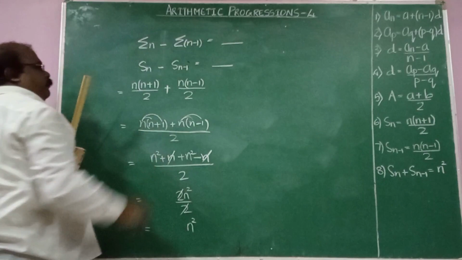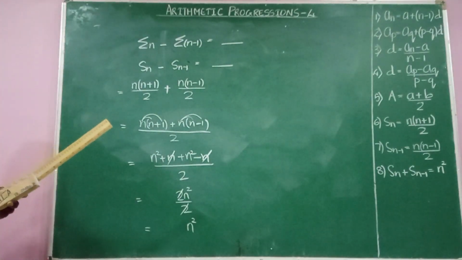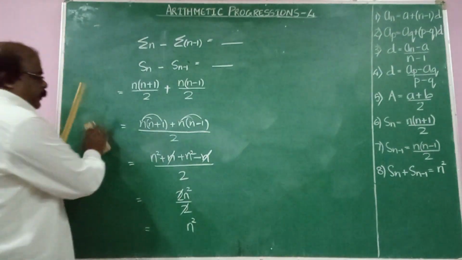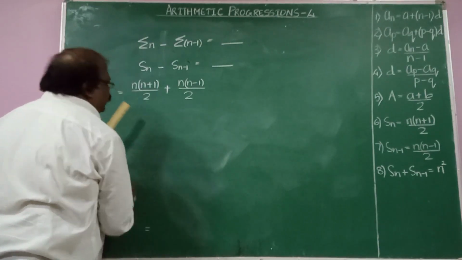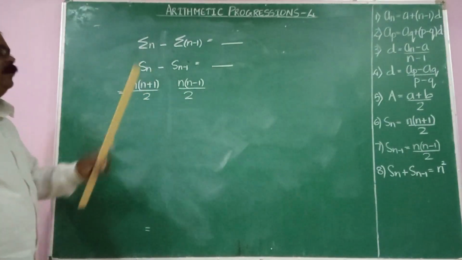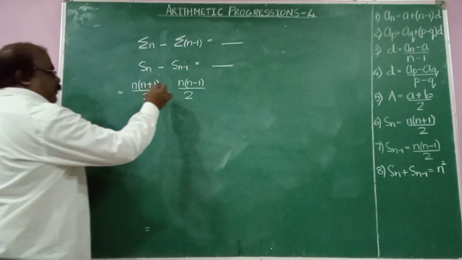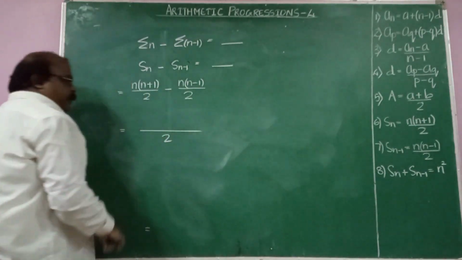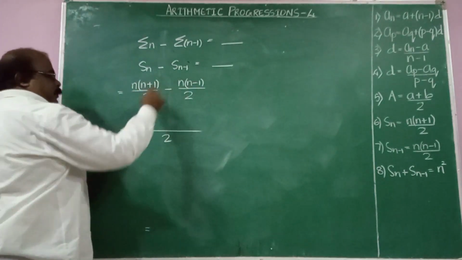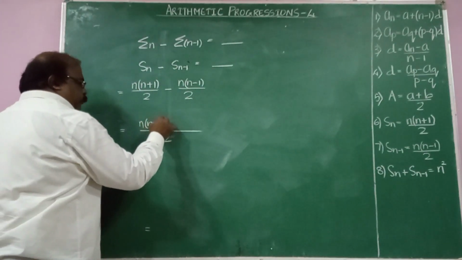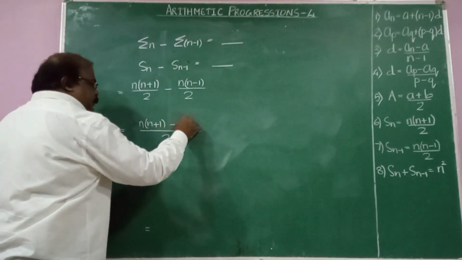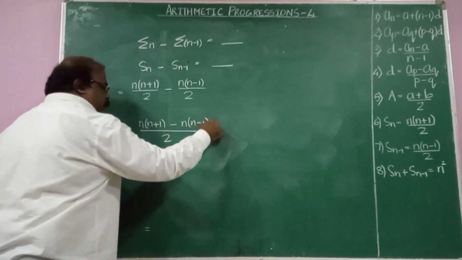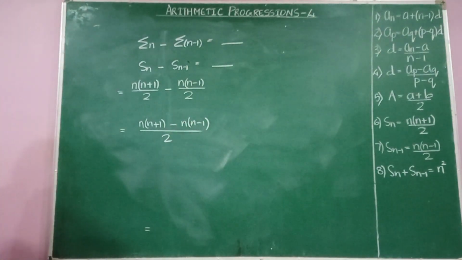If I ask you, what is sigma n minus sigma n minus 1? Or what is Sn minus S of n minus 1 equal to? How am I going to do that sum? I have only changed one sign. Instead of plus I have put minus. So what will happen to my answer now? Common denominator. Numerator is n into n plus 1 minus n into n minus 1.